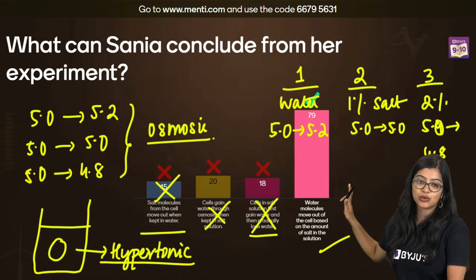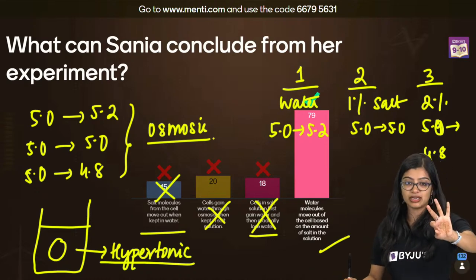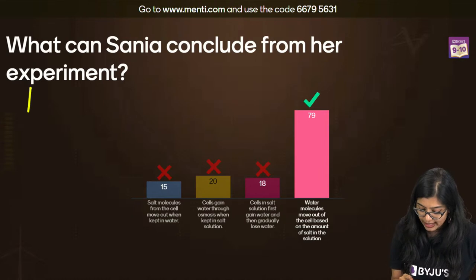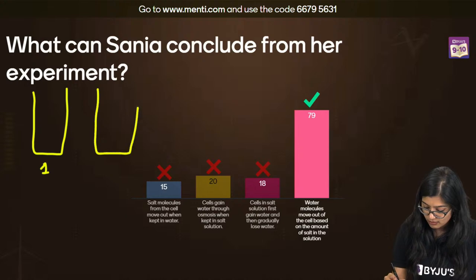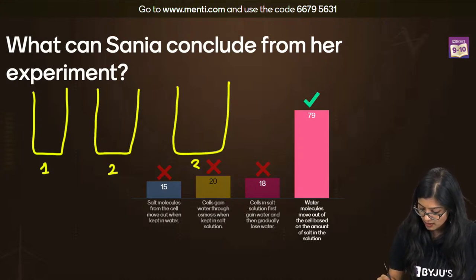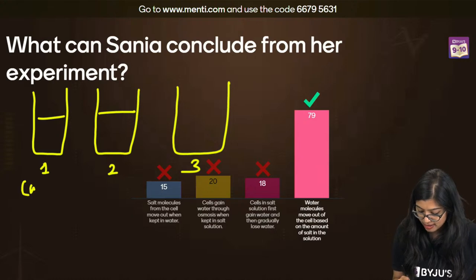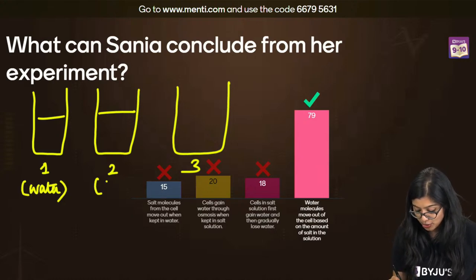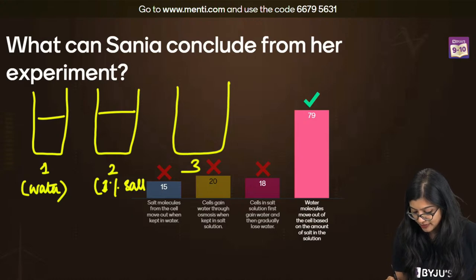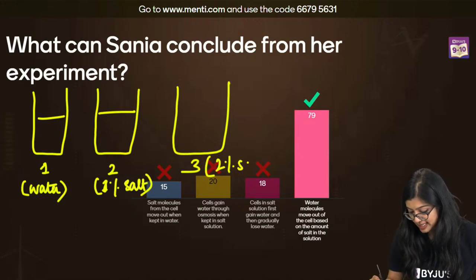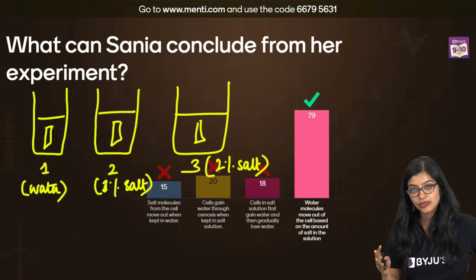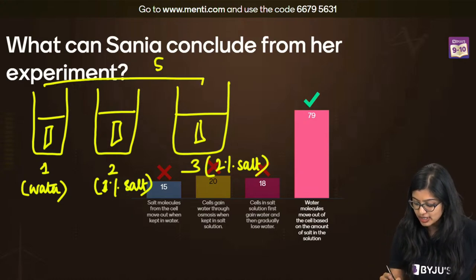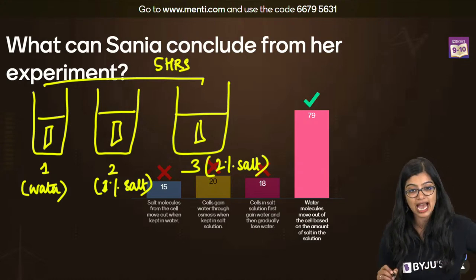Now, what was given to you? It was given that there are 3 beakers, right? In beaker 1 you have water. In beaker 2 you have 1% salt solution. And in beaker 3 you have 2% salt solution. Now in each of them you have kept the same potato strip, which is of 5 centimeters. Then they have left this for 5 hours, as it is.